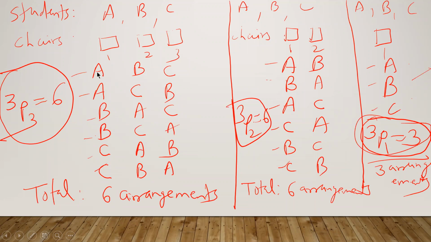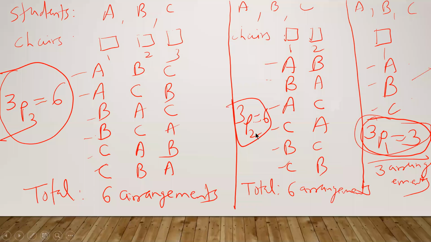I can make student A sit on the first chair, B on the second chair, C on the third chair, ABC or ACB. They are 2 different arrangements because here B is occupying the second chair and in the second one C is occupying the second chair. So the order was important. Okay, and how many such permutations we got? Out of 3, selected 3 and placed them in order. We got 6 different arrangements.